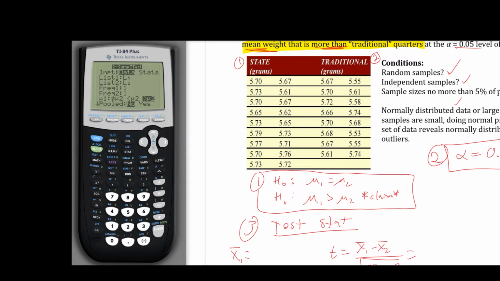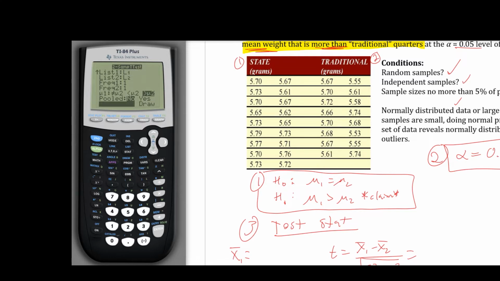Now for pooled, what does that mean? Well, that just means if you actually happen to know that the standard deviation of both populations is the same, then it just makes it an easier test to pass. We're always going to use a conservative approach and not assume anything. So for us, pooled is no. Now in practice, if you are very confident that these populations have the same standard deviation, but you just don't happen to know what that is, then that's when you would use pooled yes. But in this class, we're always going to use pooled no.